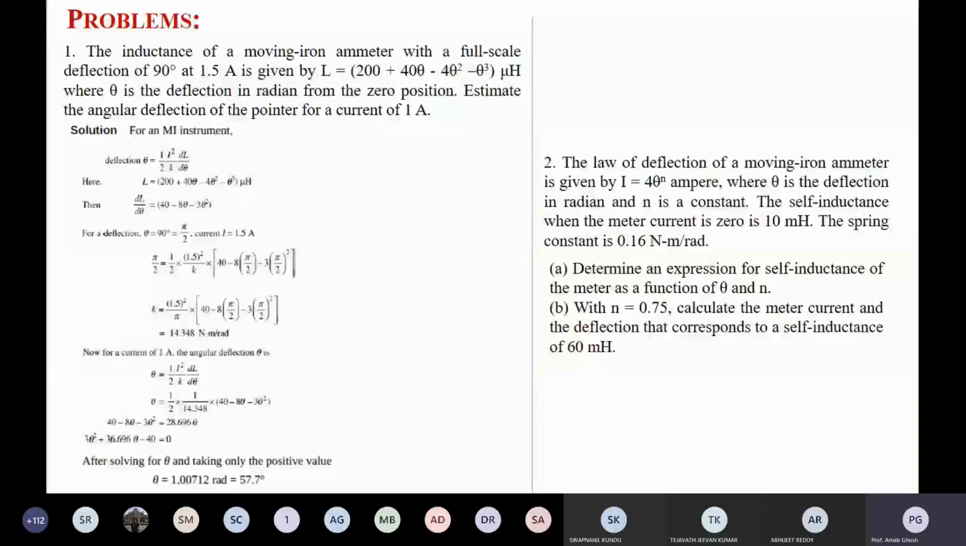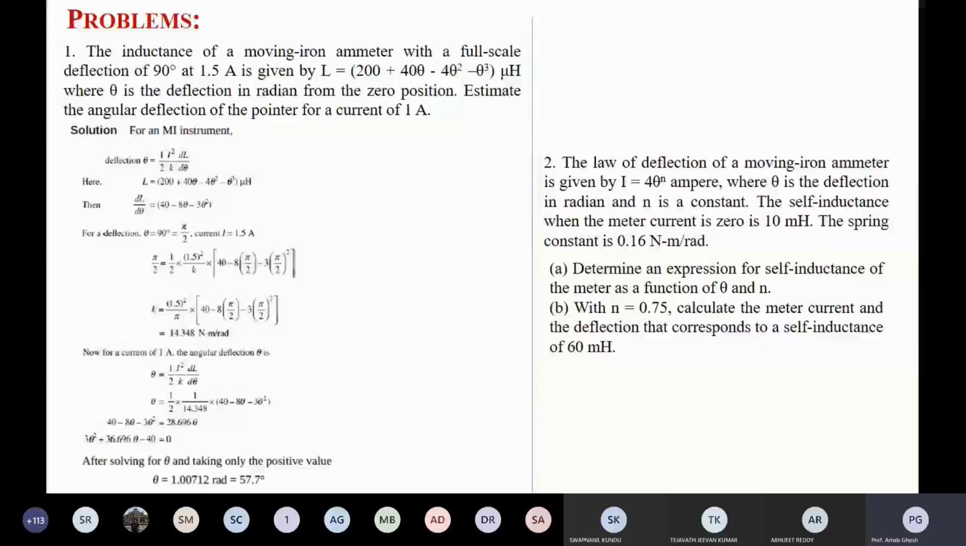So the problem is: the inductance of a moving iron ammeter with a full scale deflection of 90 degrees at 1.5 ampere is given by the expression L equals 200 plus 40 theta minus 4 theta square minus theta cube microhenry, where theta is the deflection in radians from the zero position. Estimate the angular deflection of the pointer for a current of 1 ampere.